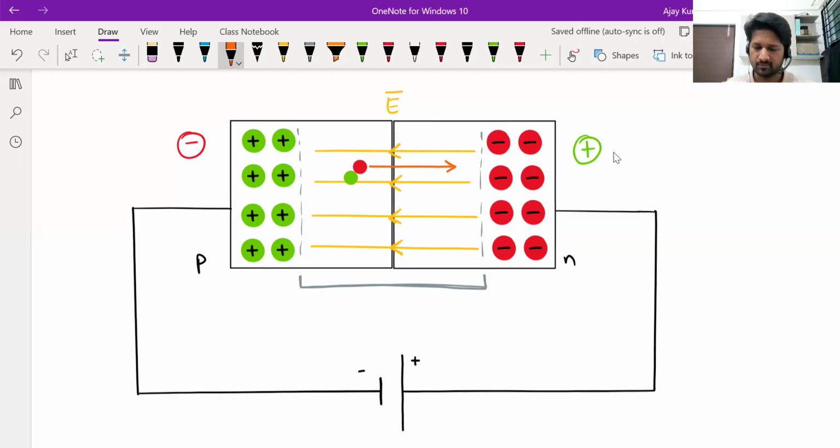If it is generated, which will happen, but it happens very rarely. I mean, very less frequently, I can say. Same thing here. There is some depletion region on the N side also. Suppose an electron hole pair is generated there. What will this electric field do? It will push that hole back to the P side.